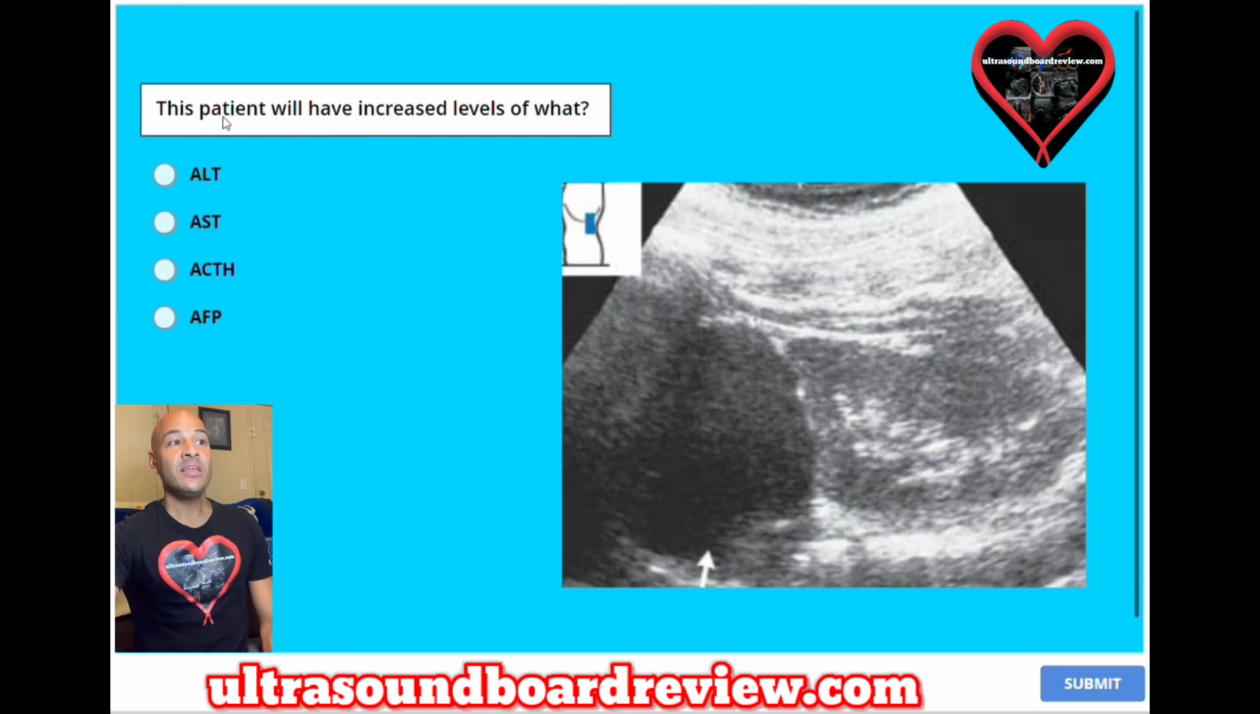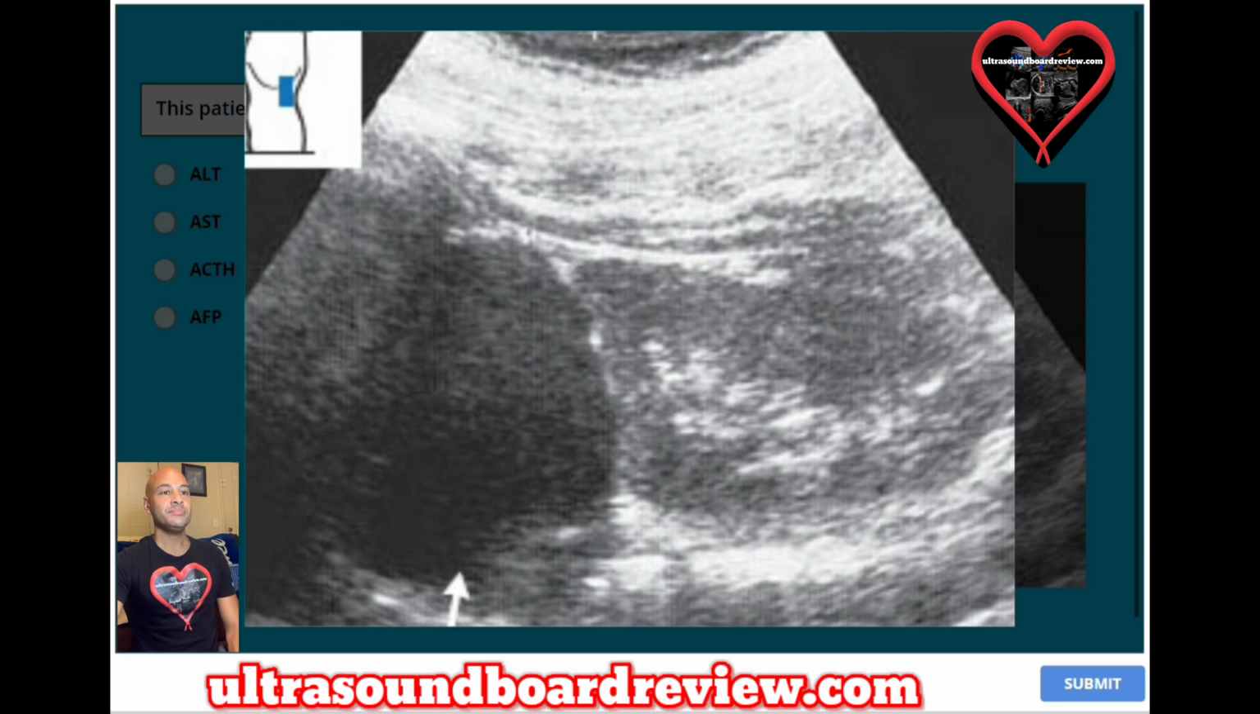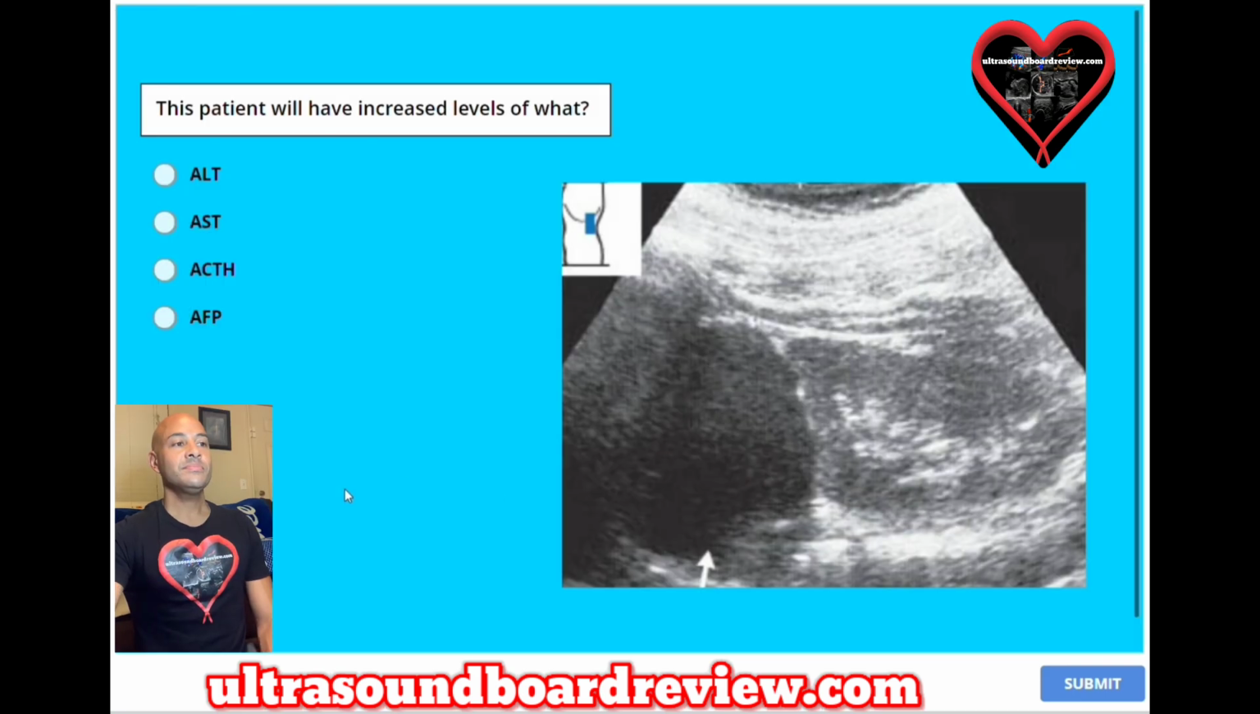Question 111. This patient will have increased levels of what? A, ALT, B, AST, C, ACTH, or is it D, AFP? This patient has an adrenal adenoma, which will increase your ACTH. So C is the correct answer.